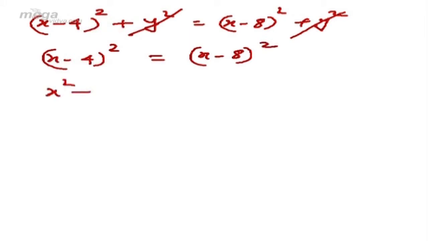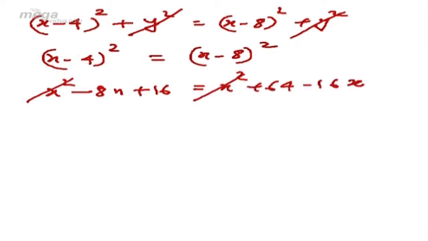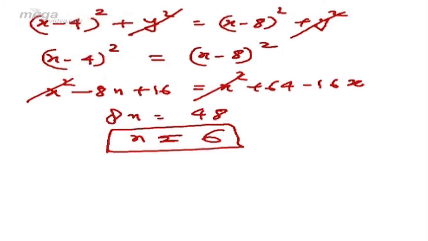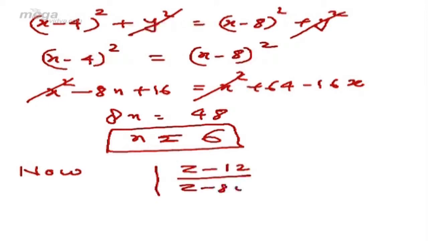So x square minus 8x plus 16 is equal to x square plus 64 minus 16x. x square will cancel out. 8x is equal to 48. So x is equal to 6. So by solving the second equation, you got the value of x is equal to 6. Now, to find out y, you will use the first equation, that is mod of z minus 12 upon z minus 8i is equal to 5 by 3.